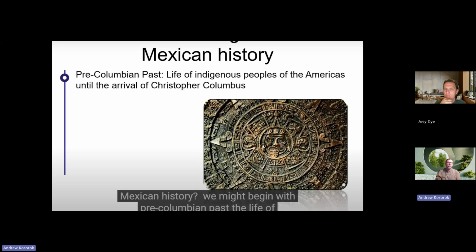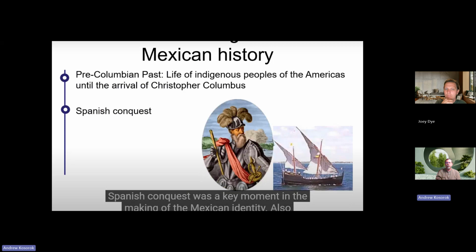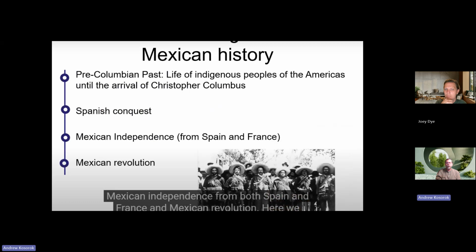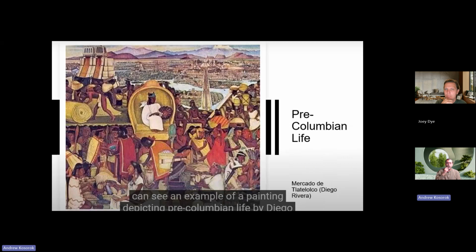We might begin with the pre-Columbian past, the life of indigenous peoples of the Americas until the arrival of Christopher Columbus. Also, the Spanish conquest was a key moment in the making of the Mexican identity. Also, Mexican independence from both Spain and France, and the Mexican Revolution. Here we can see an example of a painting depicting pre-Columbian life by Diego Rivera called Mercado de Tlatelolco. It's a market, and here we can see people that challenge the idea of indigenous people as savages. On the contrary, here we see civilization and we see peace.